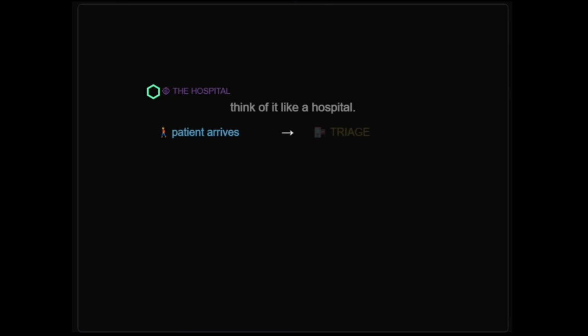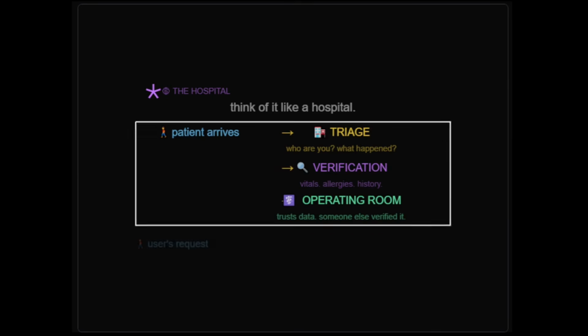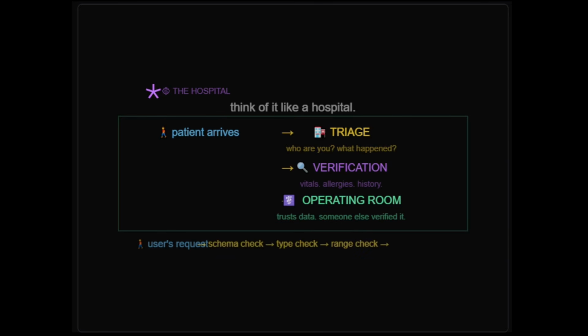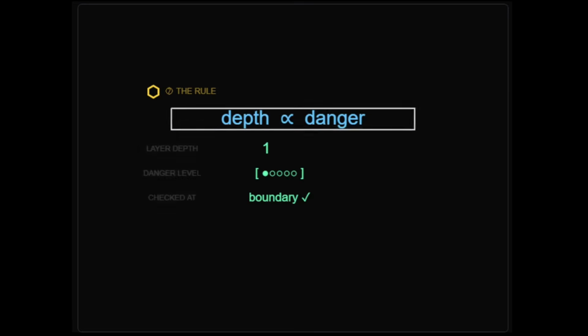Think of it like a hospital. You don't let someone walk directly into an operating room. There are checkpoints, triage, verification. The operating room trusts the data it receives because something before it did the work of making it trustworthy. Every validation layer in software is that checkpoint. The further inward data travels without being checked, the more dangerous it becomes.